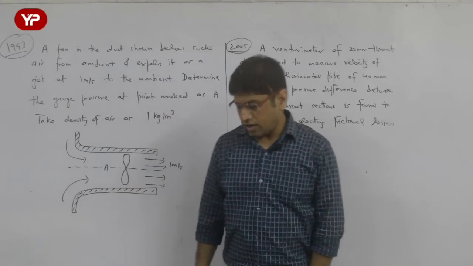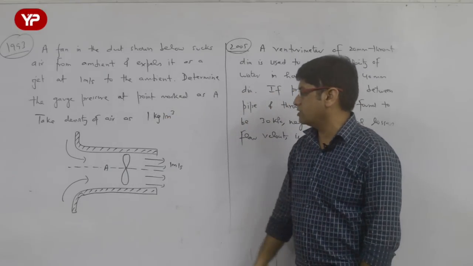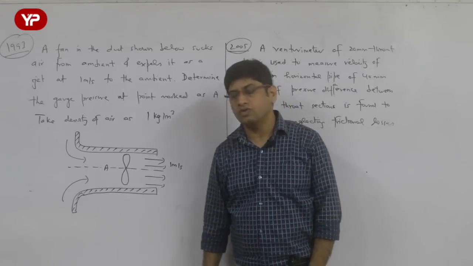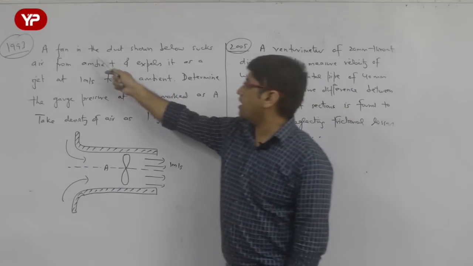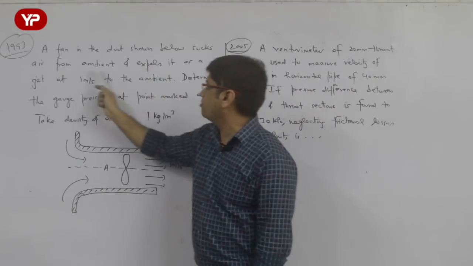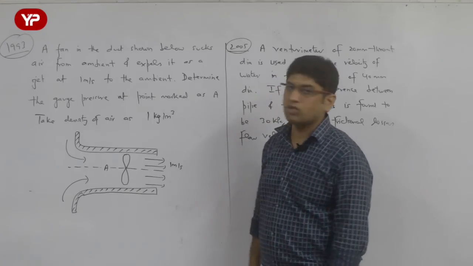Okay, so let me take two more questions here. This question is really interesting and good, and it explains the philosophy of the exhaust fan also. The question is, a fan in the duct is shown below, which sucks air from ambient and expels it as a jet at 1 meter per second to the ambient.